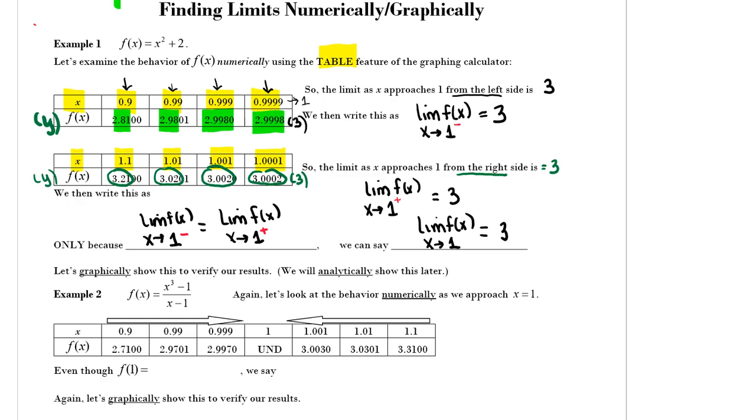All right, it says let's graphically show this to verify our results. I say, how about let's not? I'm going to, again, in the interest of time, keep moving forward.